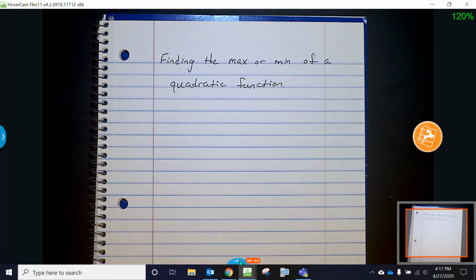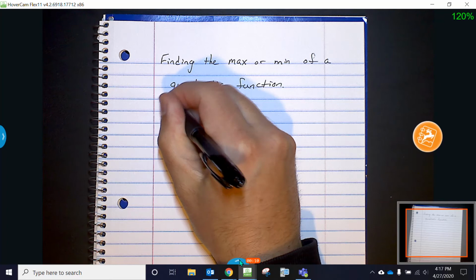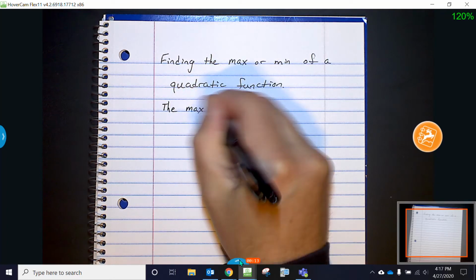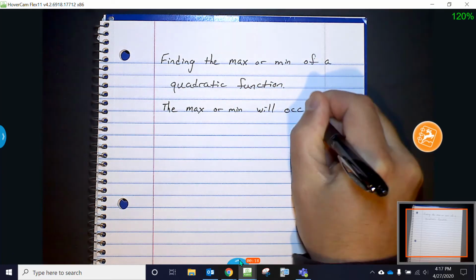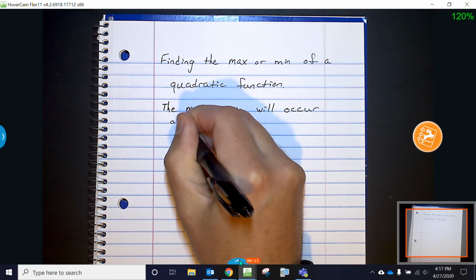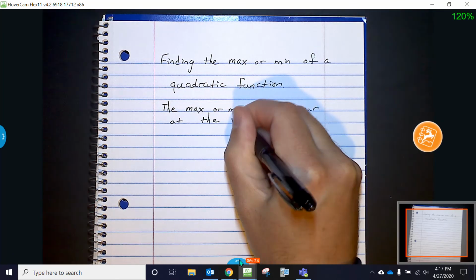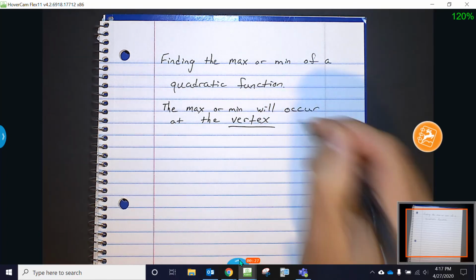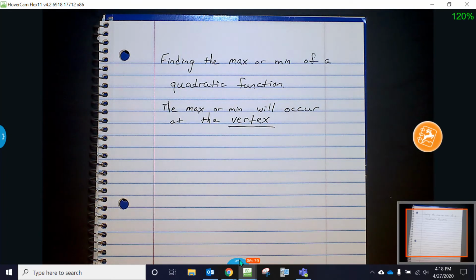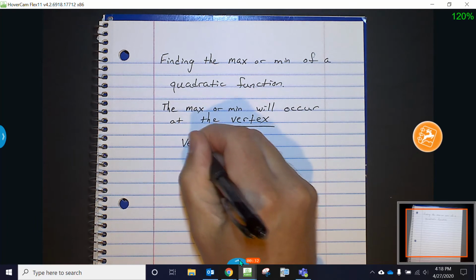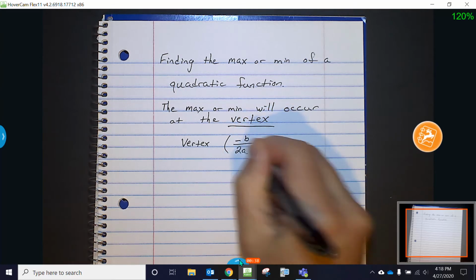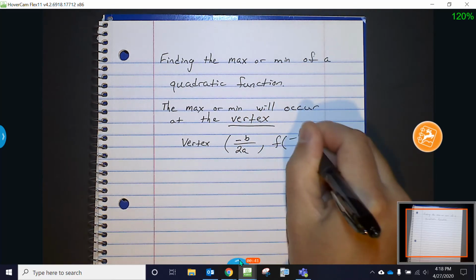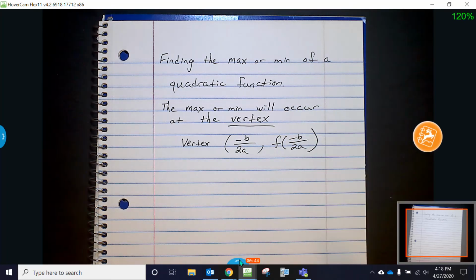Okay, finding the max or min of a quadratic function. So, the max or min will occur, because these are all quadratics, at the vertex. And remember, for the vertex, the x value is negative b over 2a, and then you plug that value into the function to find the y value.